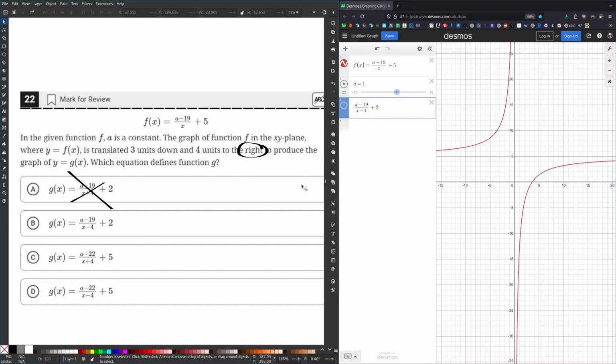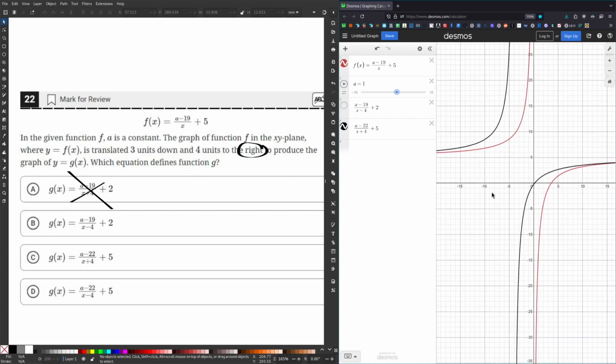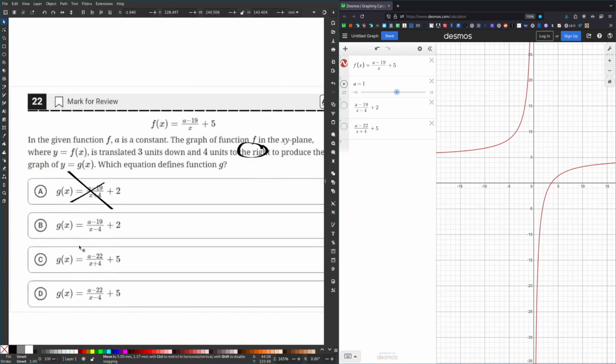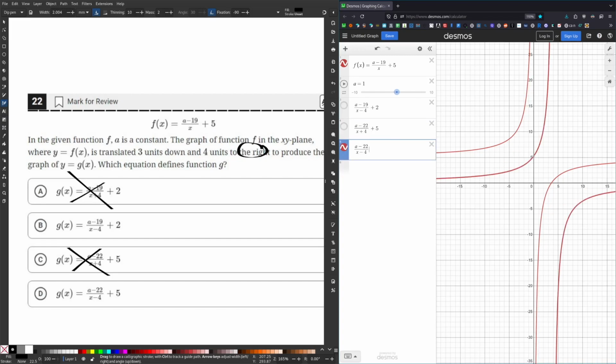But let's see if there's anything better. Okay, so next one. A minus 22 divided by x plus 4 is 5. Okay, this one moves to the left, so it's not right. So it's not this one. Okay, now for the last one. A minus 22 divided by x plus 4 plus 5.